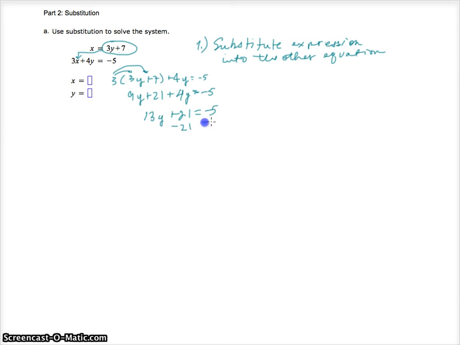Subtract 21 from both sides. 13y equals negative 26. So y equals negative 2.